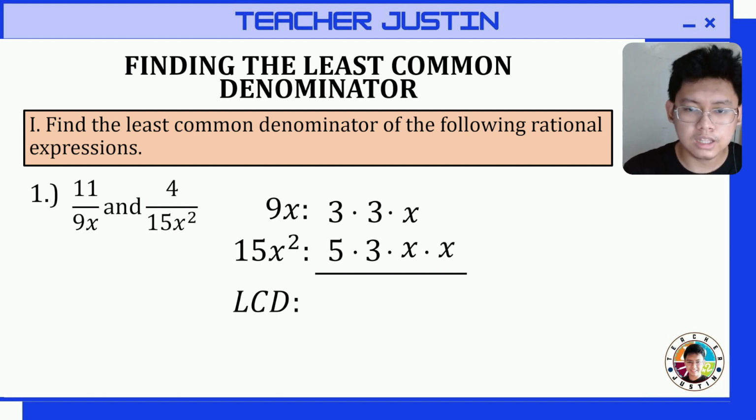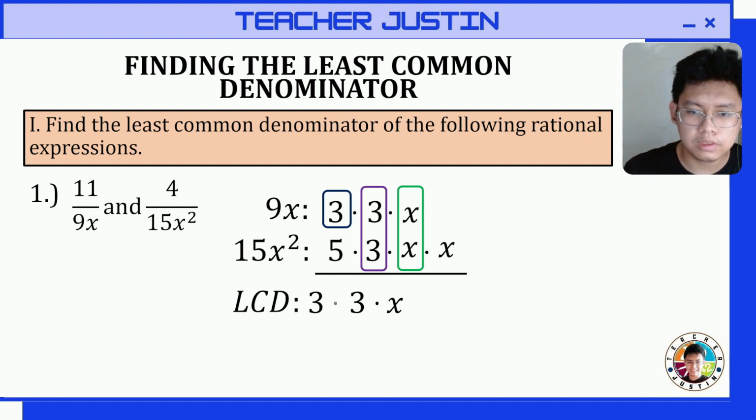Now, kunin muna natin mga common factors natin. So, we have 3 and another variable x. Tapos, yung mga natitirang factors na walang common, kukunin din natin yan. So, we have 3, then 5, tapos x. Let's multiply all of them. 3 times 3 times x times 5 times x. That will give us a product of 45x squared.